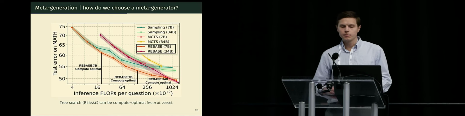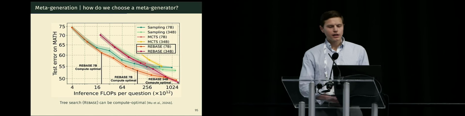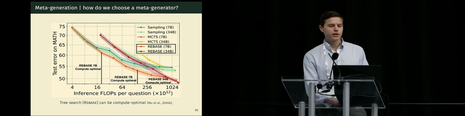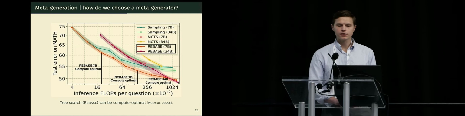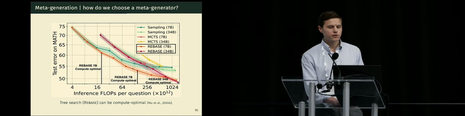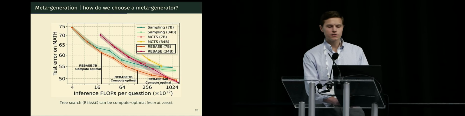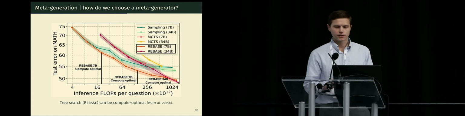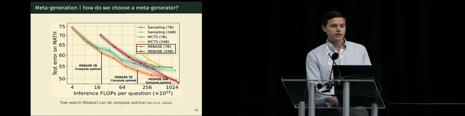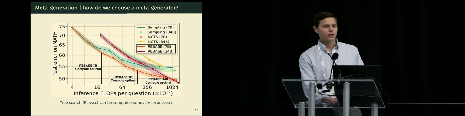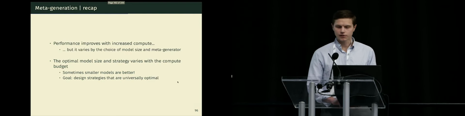You could also try to vary the meta generation strategy additionally. Here we're also varying whether we're using sampling, this expensive tree search, Monte Carlo tree search, or the rebase algorithm that I told you about. And here you can, again, get this cool result, which is that the meta generation strategy that you use can actually have a big impact on the compute optimal configuration. In particular, in this case, using this tree search algorithm turned out to be compute optimal across all the different inference budgets that were tested.